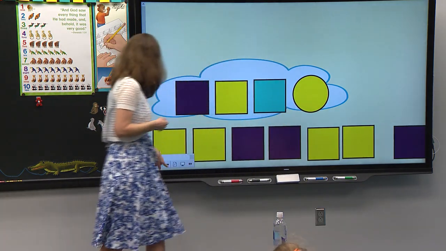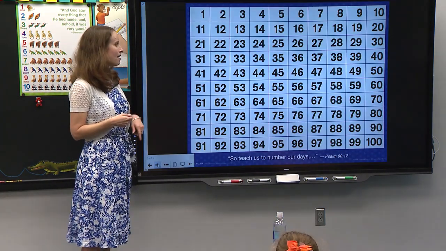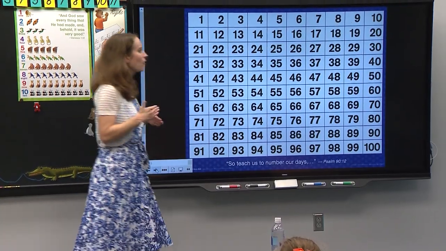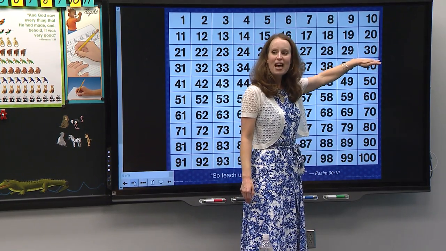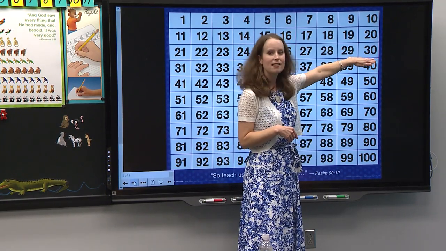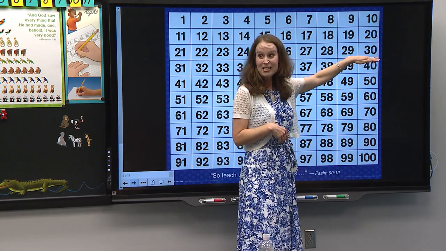Now, I have with me our counting chart, and we learned in this lesson how to count all the way to this number right here. And what number did we learn how to count to? Trey, what number is this? 30. It is. It's the number 30.